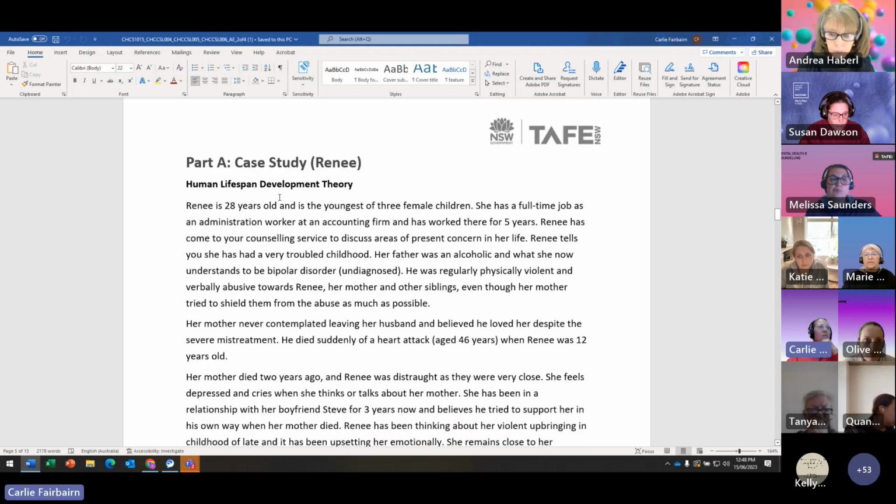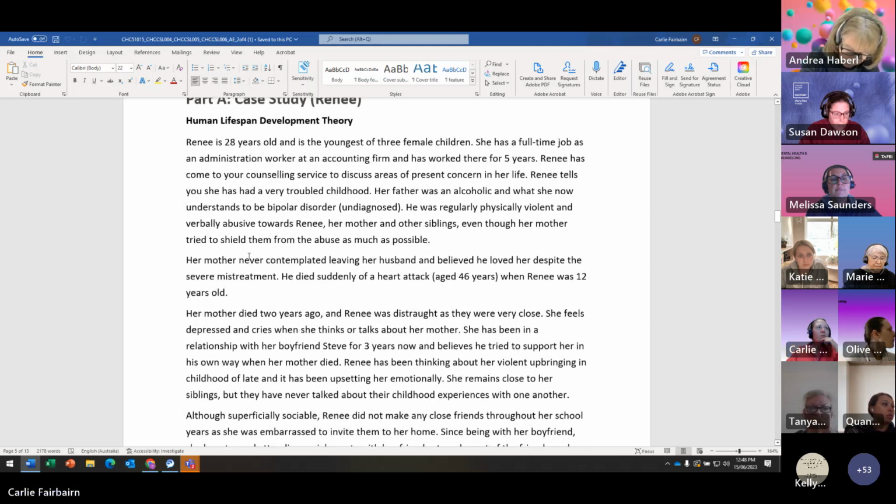All right, so we have case study number 1, or part A, sorry, which is Renee. And we're talking here about human lifespan development theory. Renee is 28 years old and is the youngest of 3 female children. She has a full-time job as an administration worker at an accounting firm and has worked there for 5 years. Renee has come to your counselling service to discuss areas of present concern in her life.